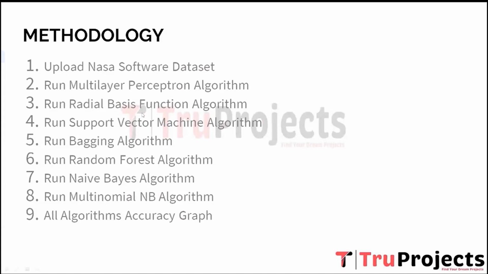Third, run the radial basis function algorithm. The radial basis function, that is the RBF algorithm, is a machine learning approach that utilizes a Gaussian function to model the relationship between input data and target outcomes. By training the RBF model on the NASA software dataset, the algorithm learns to map input features to the likelihood of defects. Fourth, run the support vector machine algorithm.